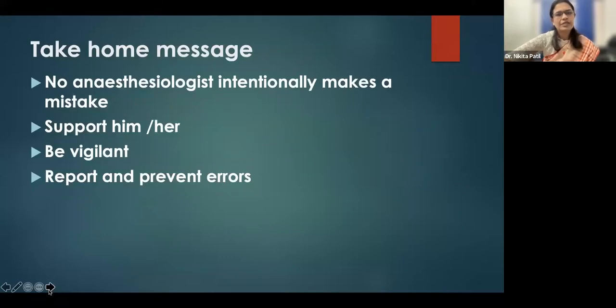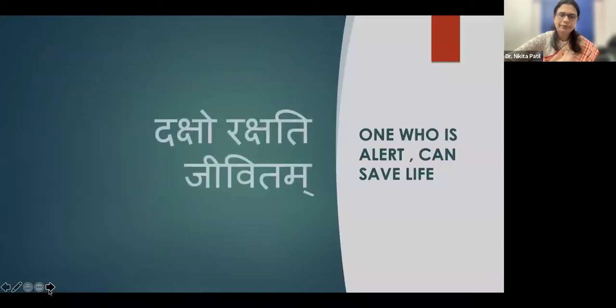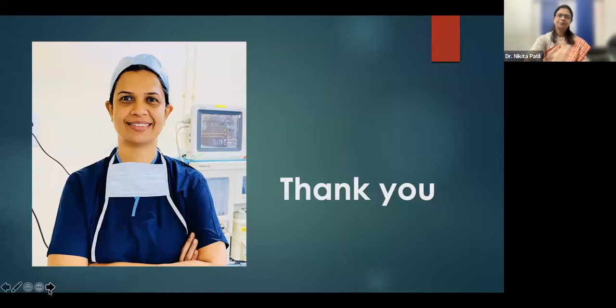From the session, I will say a take home message. No anesthesiologist intentionally makes a mistake. We don't want to do this. We don't want to cause any harm to the patient. Support him, her, be vigilant, report and prevent errors. Again, I would like to conclude: one who is alert can save life. Daksho Rakshiti Jivita. Thank you.